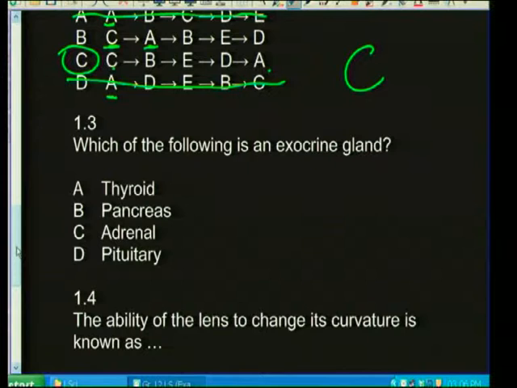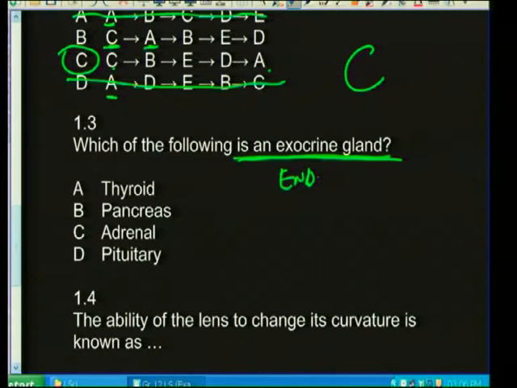Next question. Which of the following is an exocrine gland? Now here you needed to know your work. What's the opposite of this one? No, can't say opposite, but the other type of gland that we get is known as the endocrine gland. An endocrine gland is a ductless gland. Ductless meaning it does not secrete its secretions into a duct. For example, hormones are secreted directly into the bloodstream. There's no duct that takes it somewhere.